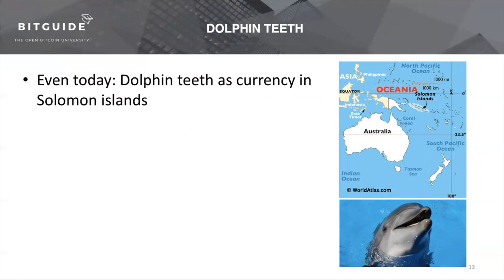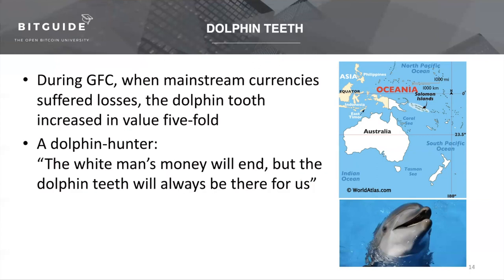Believe it or not, animal teeth is still used today as money. In Solomon Islands, northeast of Australia, dolphin teeth is used as currency, and they actually love it. And economic rules worked just fine for this form of money too. It was being used as alternative to fiat money. And during the great financial crisis, when mainstream currencies suffered losses, the dolphin tooth increased in value fivefold.